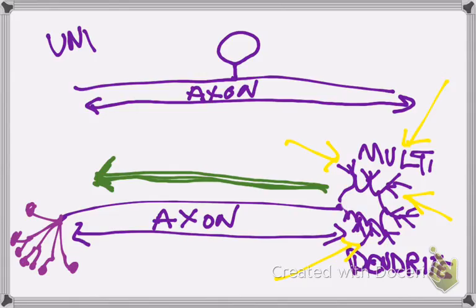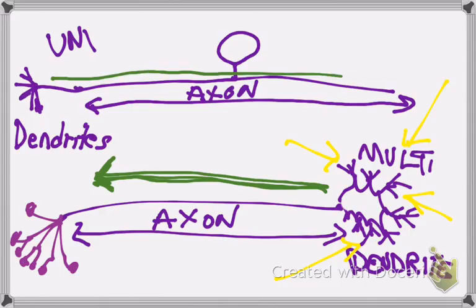Does a unipolar neuron have dendrites? Very brave of you to guess. Yes, it does, way out in your skin. But look what these dendrites do. They attach directly to the axon. The impulse is carried by the axon this way.